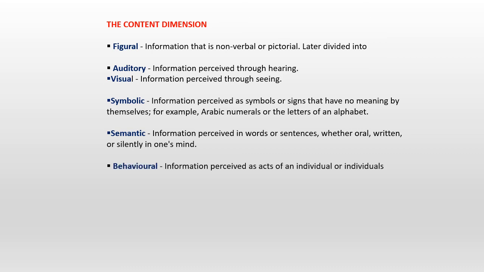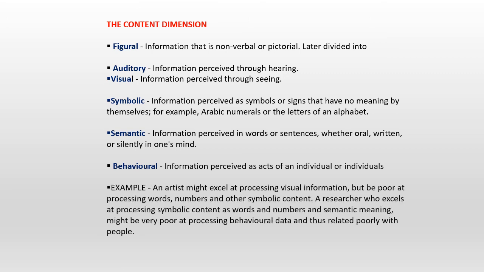Fourth is the behavioral. The information perceived as acts of an individual or individuals is regarded as behavior. Many times we gather information by just looking at another person's behavior. How is the person behaving? That is the behavioral information which we perceive in the brain. So here five factors are there under content. An example is also given over here.